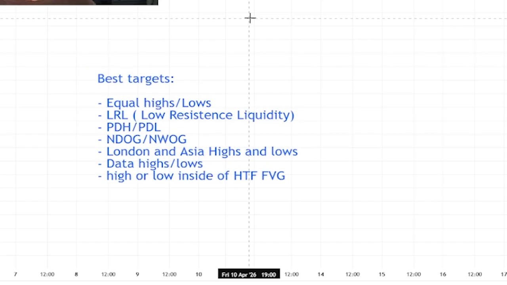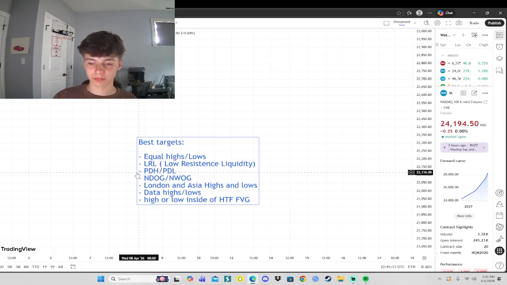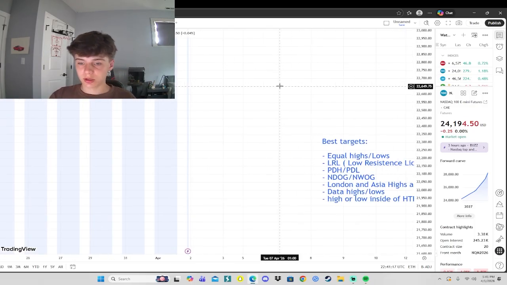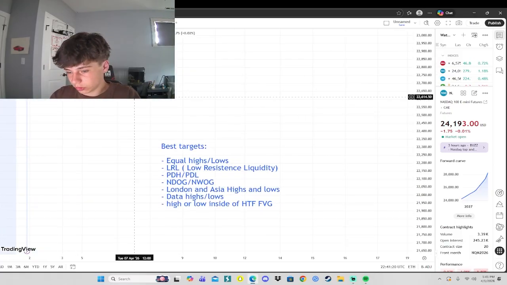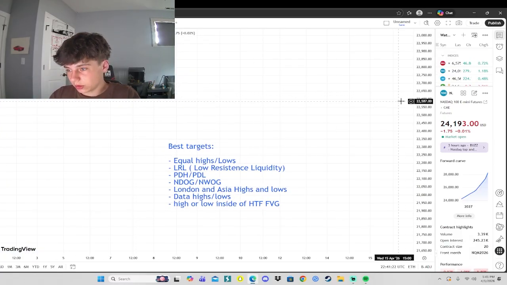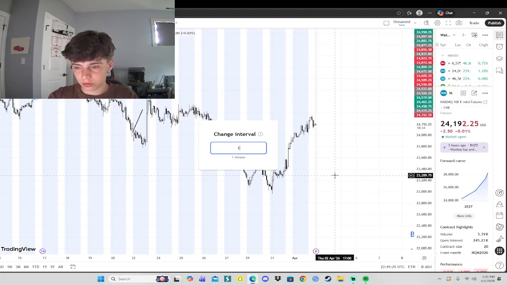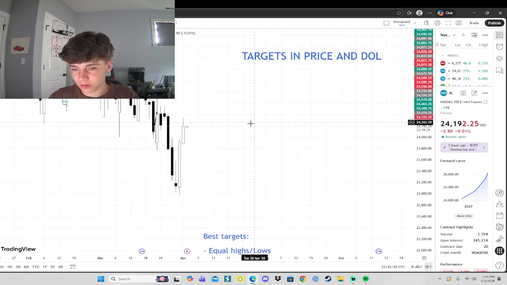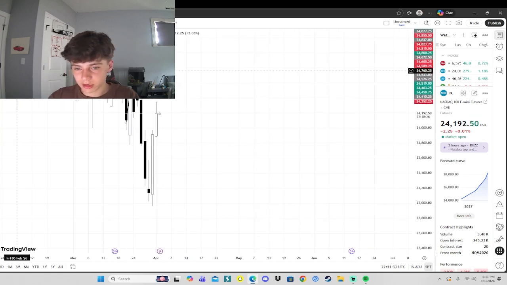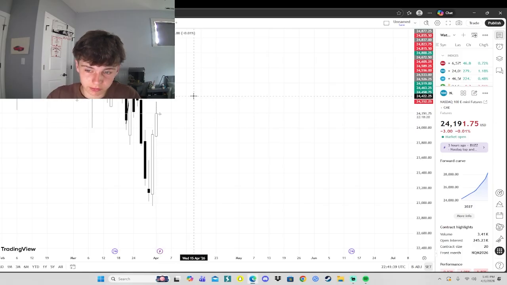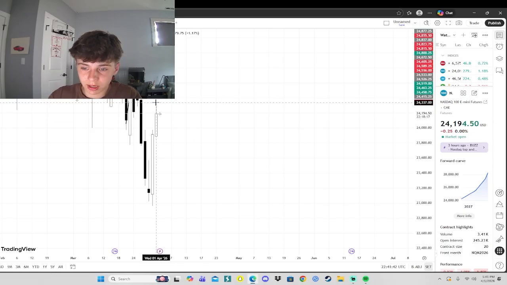Previous day highs and previous day lows. PDH, PDL. PDH, previous day high. PDL, previous day low. So what does this mean? This one is arguably the most easy to find. All you have to do is go on the charts, go on the 1 day time frame, and we just look at the previous candle, previous day high. So previous day, which is the previous candle if you're on the daily time frame, it's just the high of that candle.